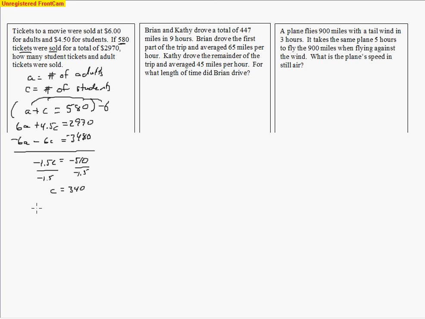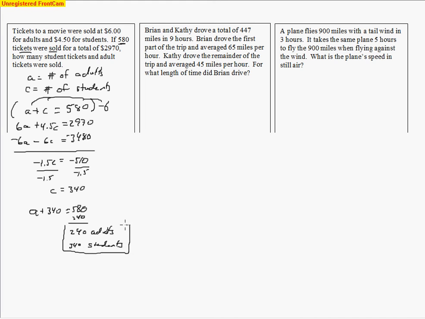And so all I have to do to find out the number of adults is just subtract that 340 from the total of 580. And so when we do that subtraction, I'm left with 240. So 240 adults, and we had 340 students show up.